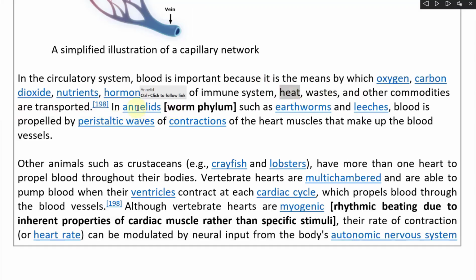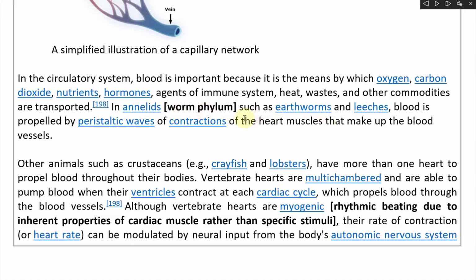Now in annelids, a worm phylum, such as earthworms and leeches, blood is propelled by peristaltic waves of contractions of the heart muscle that make up the blood vessels. Which is interesting. So there's a peristaltic one, basically how the esophagus drags food down to your stomach, but this is done for the blood via the heart muscles for these worms.